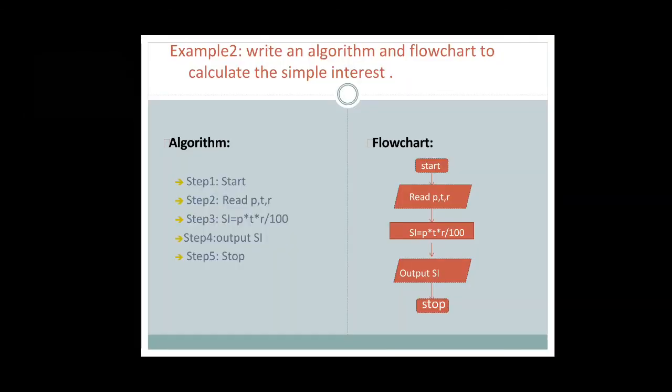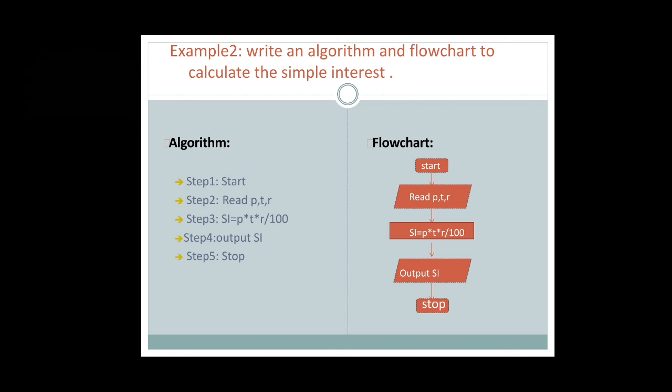The next program: write an algorithm and flowchart to calculate simple interest. First, we see the algorithm. Step 1, start. Step 2, read p, t, r. Step 3, SI is equal to p into t into r divided by 100. Step 4, output SI. Step 5, stop.